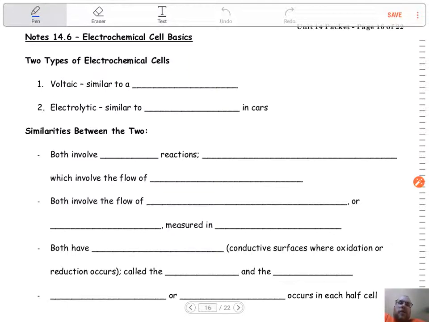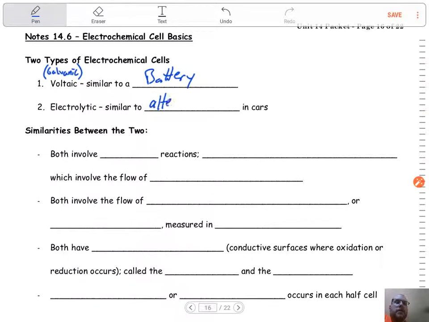So here we go. There are two types of electrochemical cells. One is called voltaic, also known as galvanic. Galvanic is similar to a battery. We'll talk about the ins and outs of that and what it looks like and how it works in the next video. And the second type of electrochemical cell is an electrolytic cell. This is similar to an alternator in a car. And I can't spell alternator. Again, we'll talk more about that in the last video of this unit, 14.8.